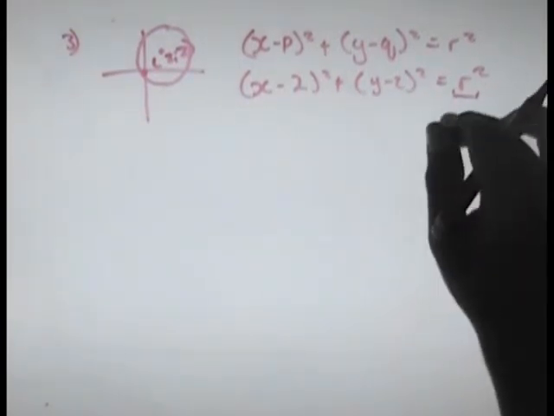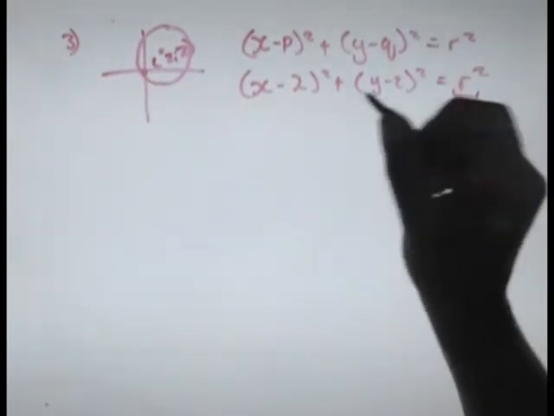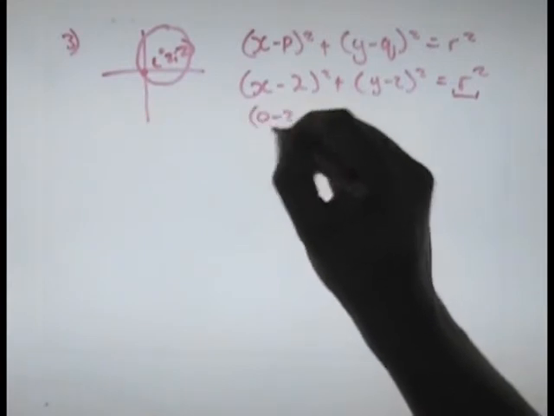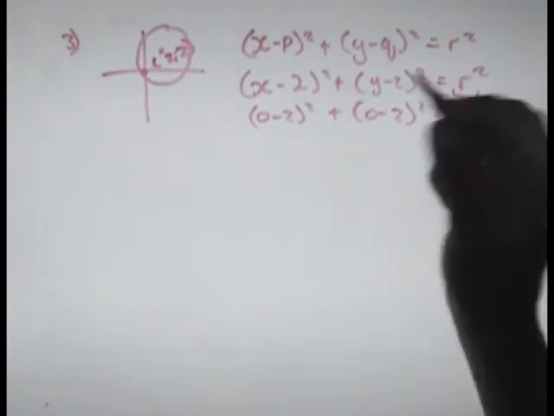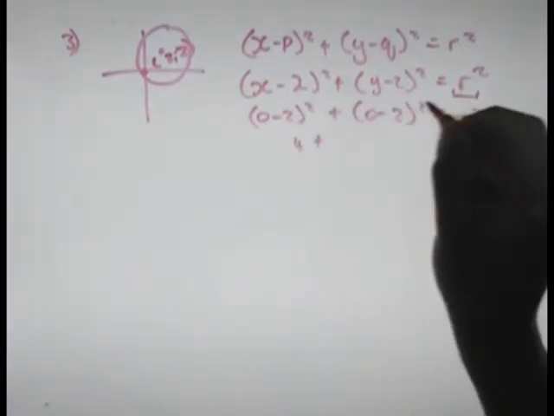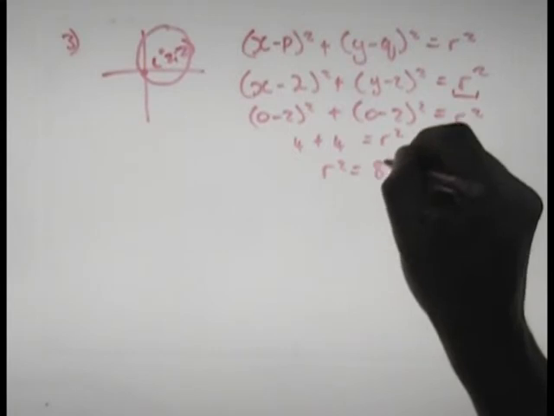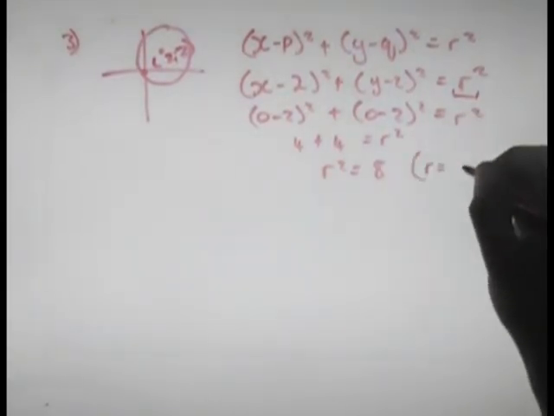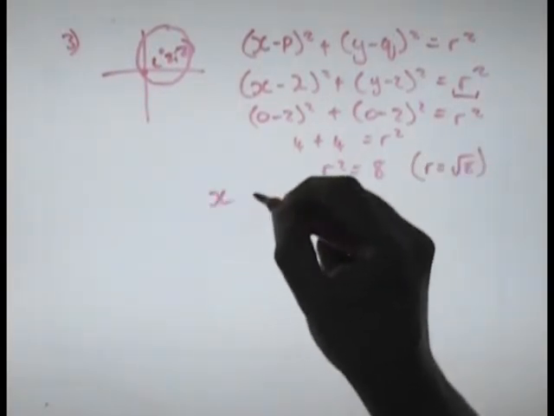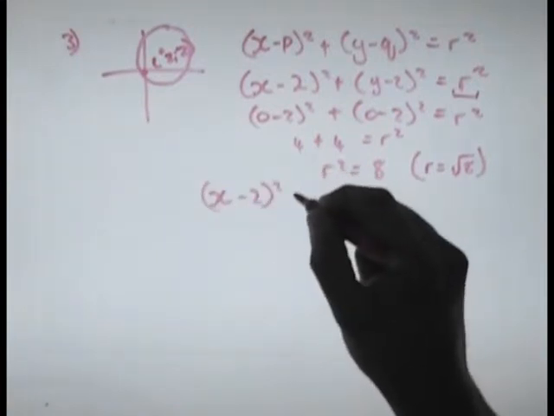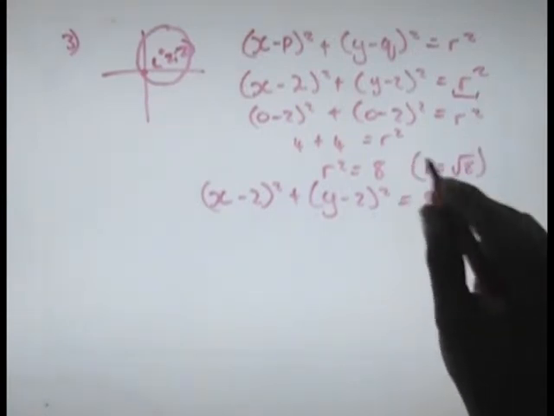Don't multiply this out. First substitute the other point that you have in. The only point you have is the point 0 and 0. So that's going to be 0 minus 2 squared plus 0 minus 2 squared is equal to r squared. -2 squared is 4, -2 squared is 4, is equal to r squared. That means that r squared is equal to 8. Just for reference, our radius is equal to root 8. That means that x minus 2 squared plus y minus 2 squared is equal to r squared, which is 8.